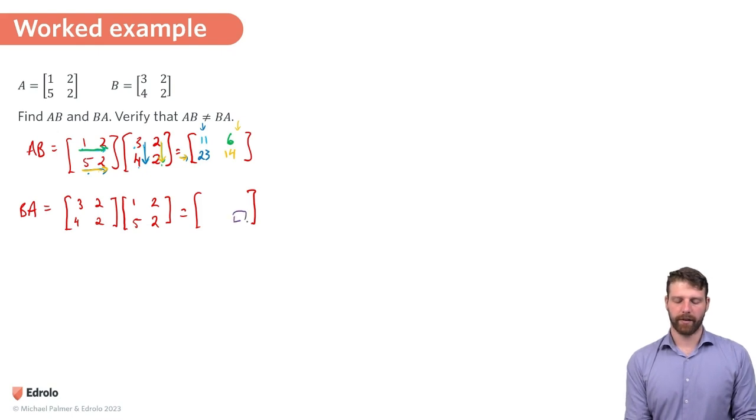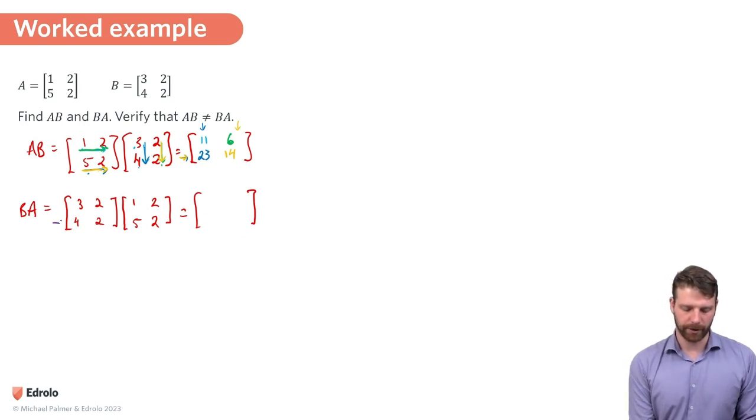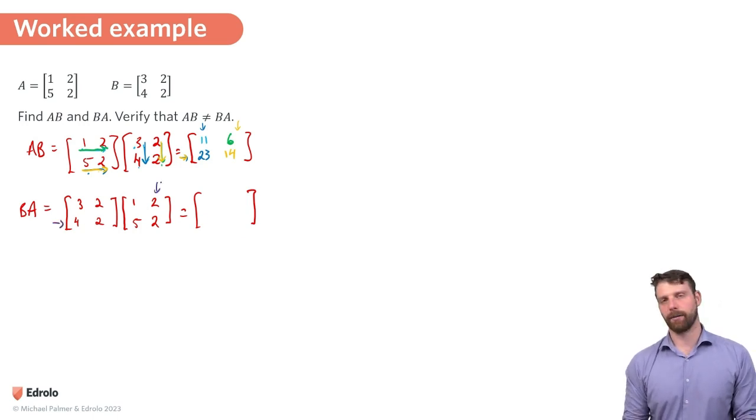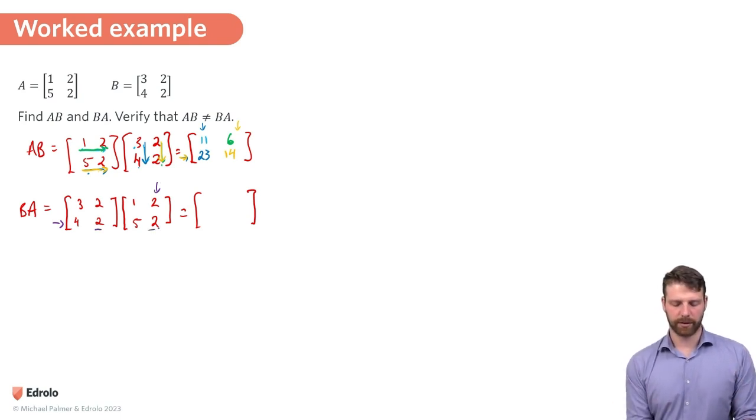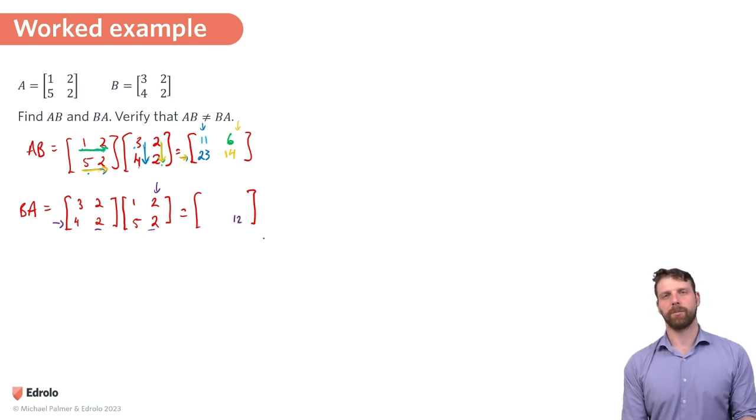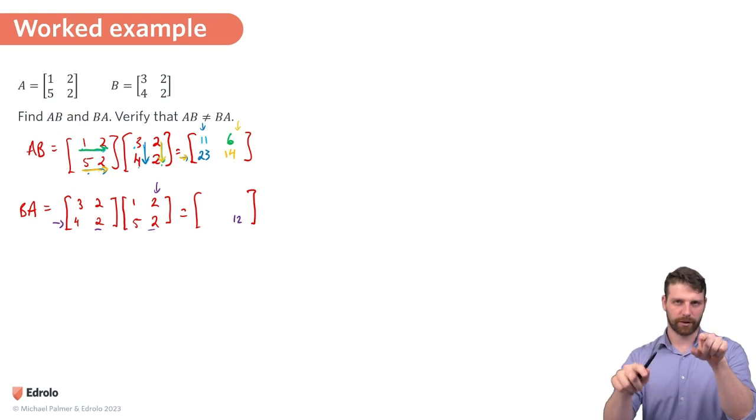Okay, I'm going to find this entry down here first. That's in position 2, 2, or row 2, column 2. So I need to look at row 2 in the first matrix and column 2 in the second matrix. 4 times 2 is 8, plus 2 times 2 is 4. So 8 plus 4 is 12. I'm really used to looking across and down.